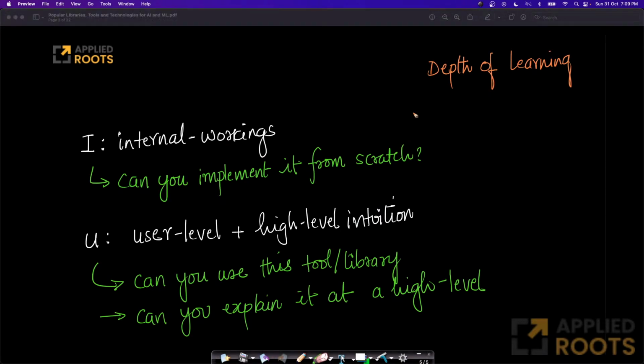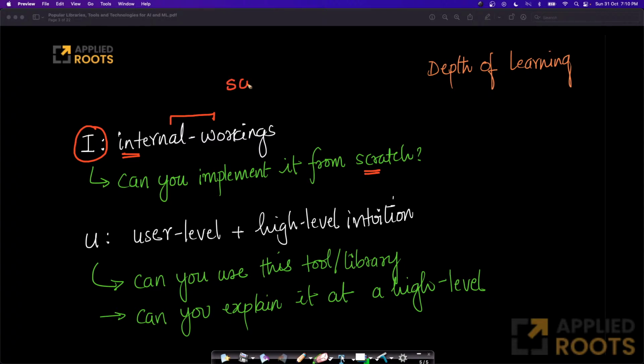Okay, so I will be using some of these labels for every concept, library, or tool. Mostly we'll be using tools, technologies, and libraries. I will also mention a label like this: I. Whenever I say I, it means you have to understand the internal workings of that library or tool or technology. A simple way to know whether you know the internal workings or not is simple: can you implement it from scratch? That's the simplest way to answer.